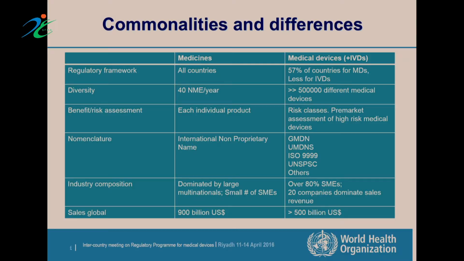For medicines, if you look at US FDA and Europe, they license approximately 40 new molecular entities per year, which is in fact a very limited number. So for medicines, an individual assessment can be done, which can't be done, of course, for medical devices. And there's a risk-based approach there, the class A, B, C, D, and so on, because it's just not doable.